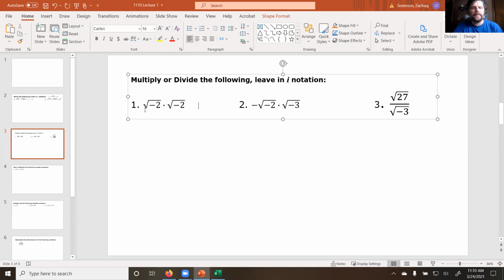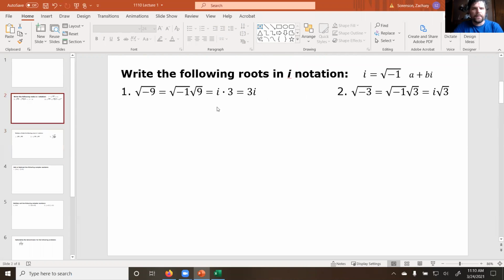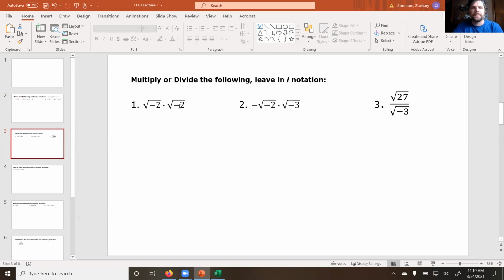And now I'm multiplying these two square roots of negative numbers. Well, I can't do that. That's not a real number. That's not a real number. I can't do anything at this point. I would just stop if I didn't know about these magical imaginary numbers. But now I know from this previous slide, I can simplify each of these roots.